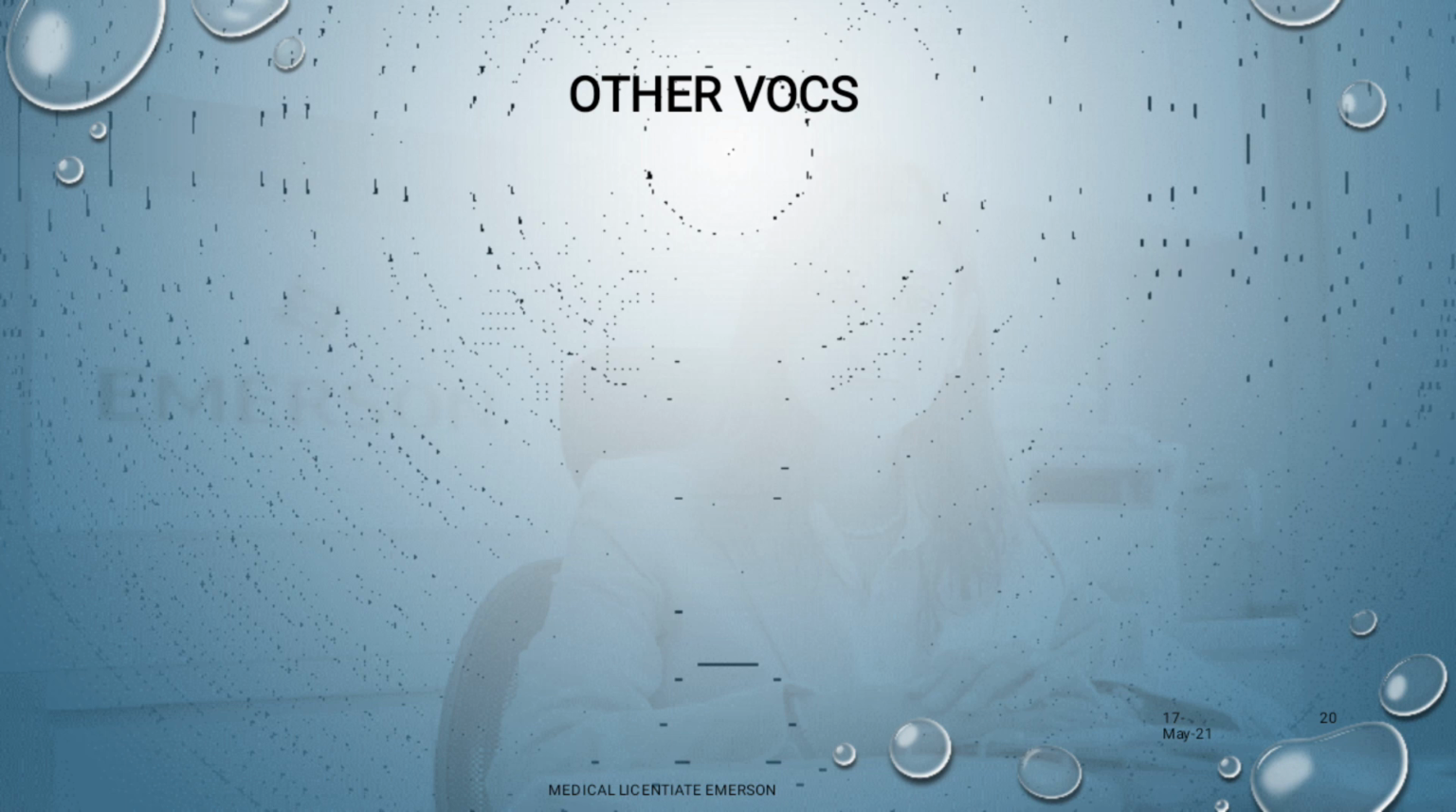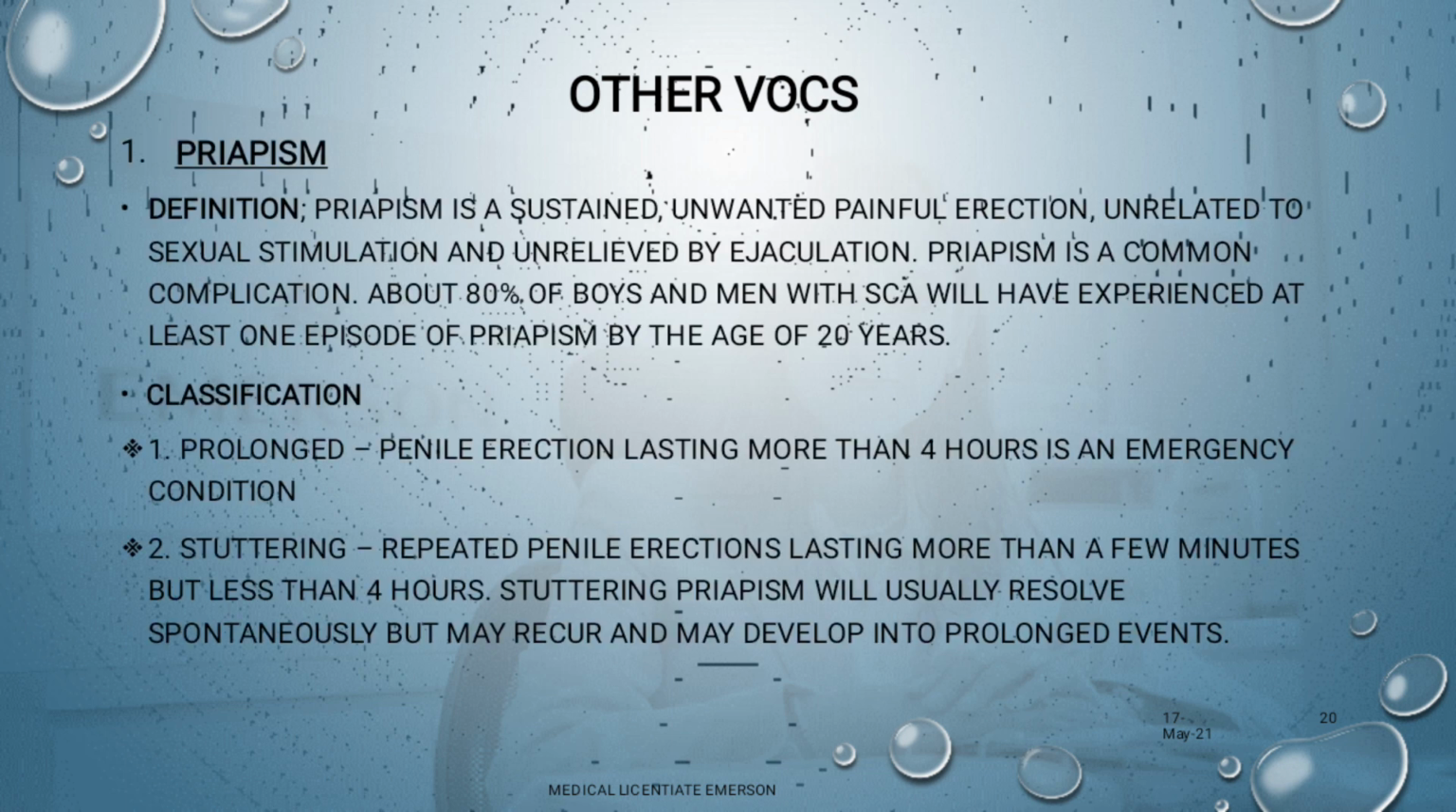Okay. Then other types of VOC, we can have priapism, which is defined as a sustained unwanted painful erection unrelated to sexual stimulation and unrelieved by ejaculation. So priapism is a common complication. About 80% of boys and men with sickle cell anemia will have experienced at least one episode of priapism by the age of 20 years.